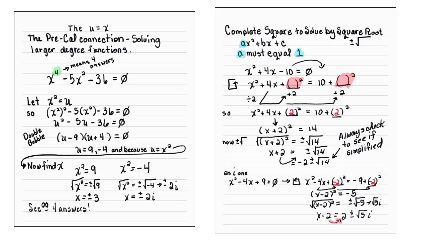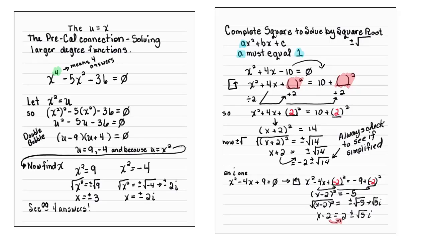So next we're going to complete the square, so that you can solve by square root. The deal here is that the a, the number up front, always has to equal 1. So you may have to do some dividing out.